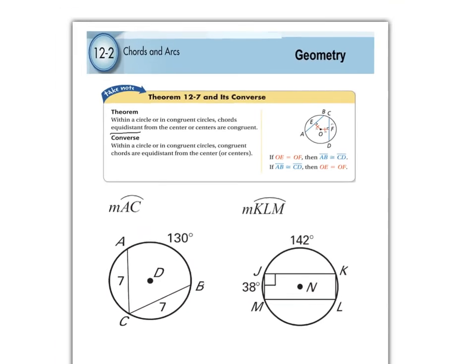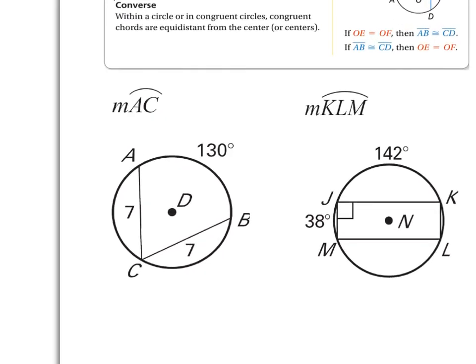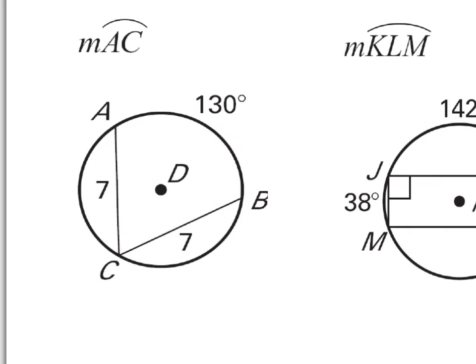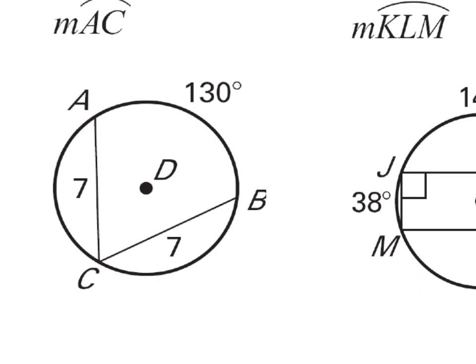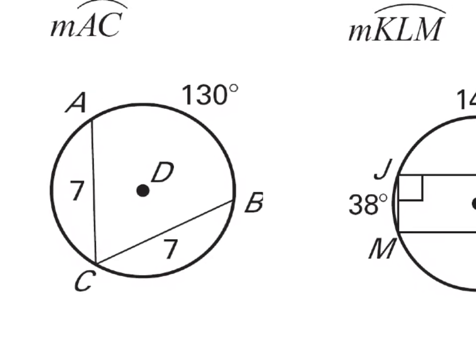Okay, now let's take a look at some examples. All right, so we'll take a look here. We want to find the measure of arc AC. Arc AC is from A to C here, as I've highlighted. We want to find how much that arc is.